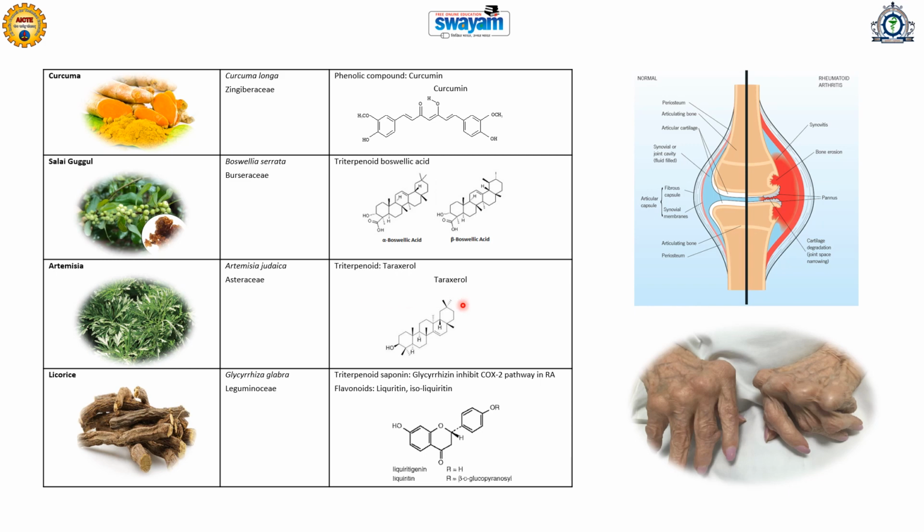Triterpenoid taraxerol is the main chemical constituent, which is found to be responsible for the anti-arthritic action. Then licorice, which is called Yashtimadhu, that is Glycyrrhiza glabra, Leguminosae family, contains triterpenoid saponins along with various types of flavonoids, and they also inhibit the COX pathway, which is involved in the inflammation process and further in rheumatoid arthritis.